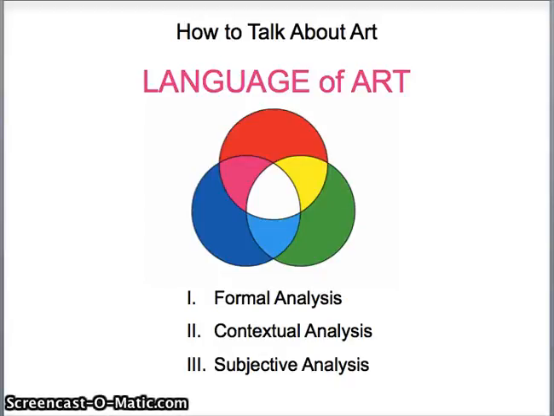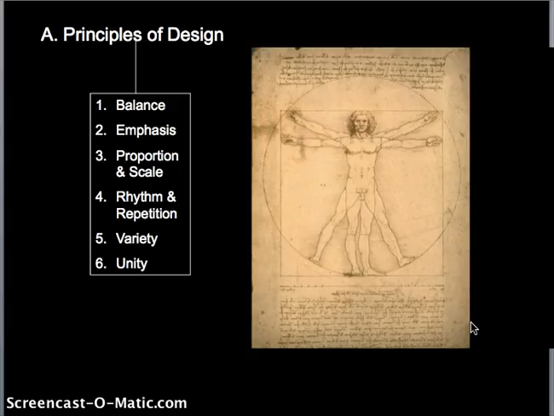This is part two of our formal analysis. We're still on Learning Unit 1. So last time we talked about the elements of design. This time we're going to be talking about the principles of design. So last time, what were they? Line, shape, color, texture, space, and time. I think there's one more I'm missing. With the principles, there's 6 of them: balance, emphasis, proportion and scale, rhythm and repetition, variety and unity.